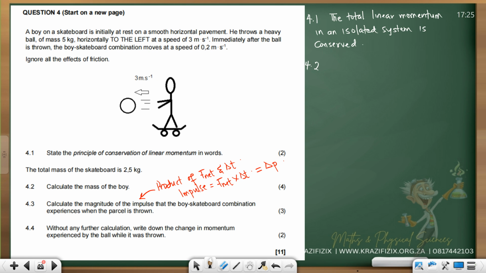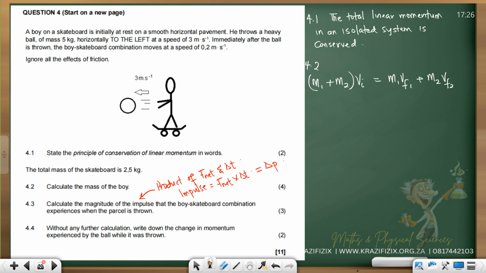A boy on a skateboard is initially at rest. All right? So it means the board, the boy, and the skateboard are together. So it means my objects are all together. Is that fine? So M1 plus M2 initial. Now they are then separated. The ball moves away. The boy and the skateboard.